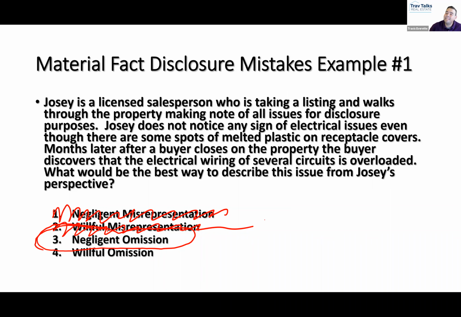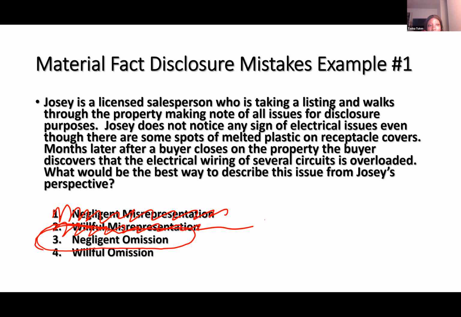It doesn't make it any less of a screw up. It's just a different type of screw up. It's an omission and it's a negligent one. What would make this a willful omission? If she noticed the melted plastic. Yeah, she knew. She wrote down in her notes, there's an electrical problem here, and she still chose not to disclose it. That would be a willful omission.